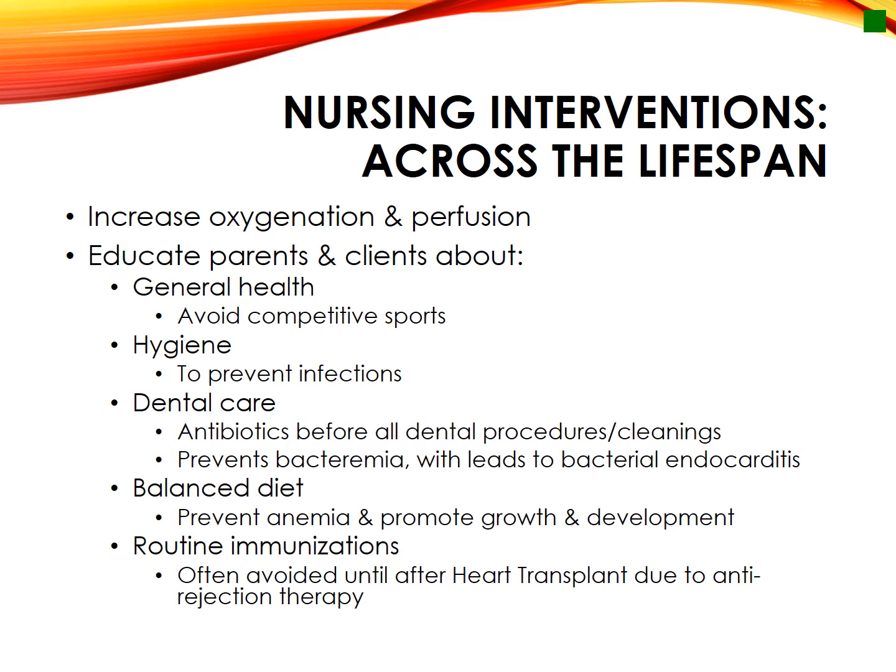Balanced diet. To prevent anemia, because of that decreased perfusion, they can have anemia. We're going to make sure that they eat some protein. We want to promote growth and development and to continue to hit their milestones as much as possible. Routine immunizations are often avoided until after a heart transplant due to the anti-rejection therapy. But if the doctor says to get immunizations, we're going to give them to them.